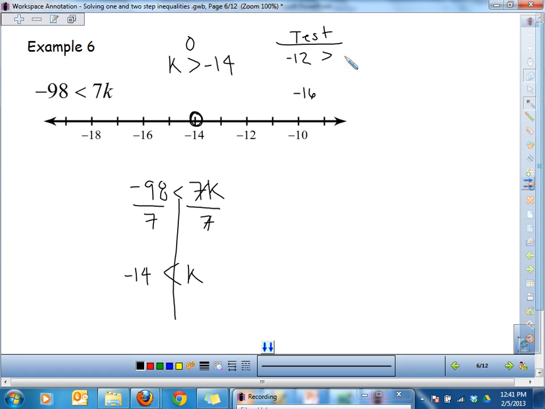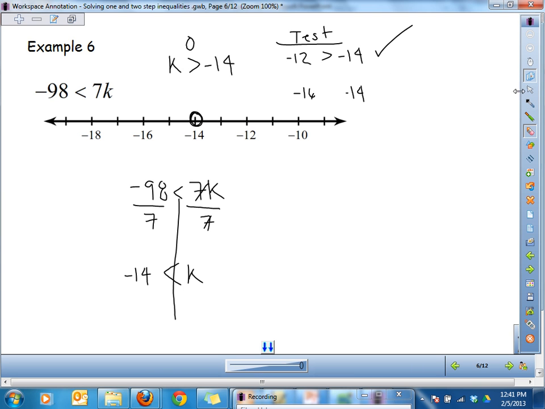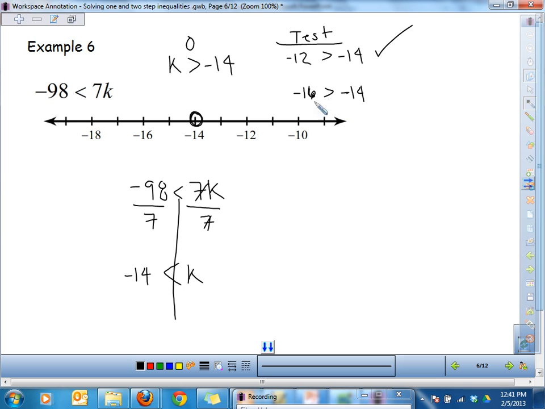So is negative 12 greater than negative 14, or is negative 16 greater than negative 14? All right, is negative 12 greater than negative 14? Yes. Or is negative 16 greater than negative 14? Well, actually, negative 16 is smaller than negative 14, so this one does not work. So I need to graph to the right.